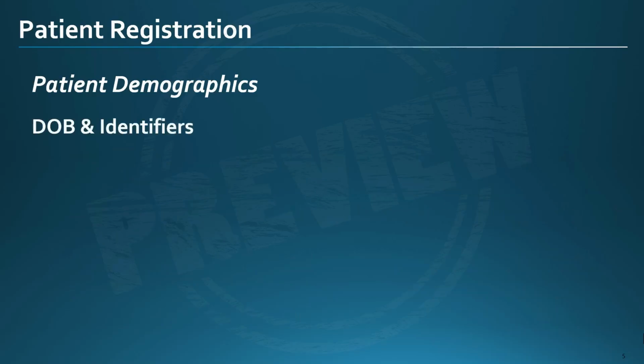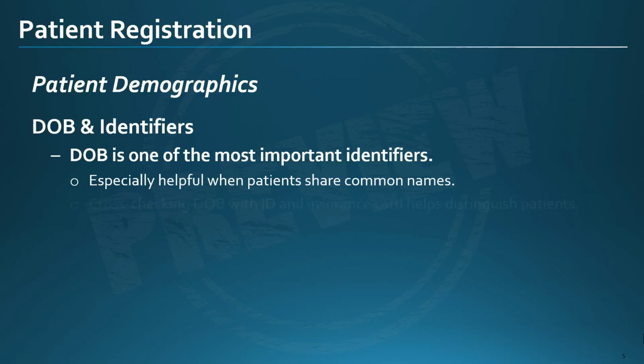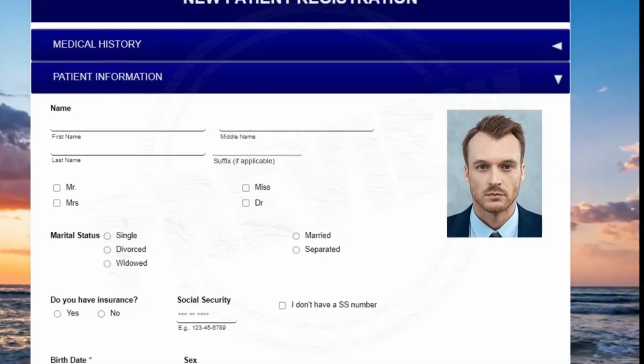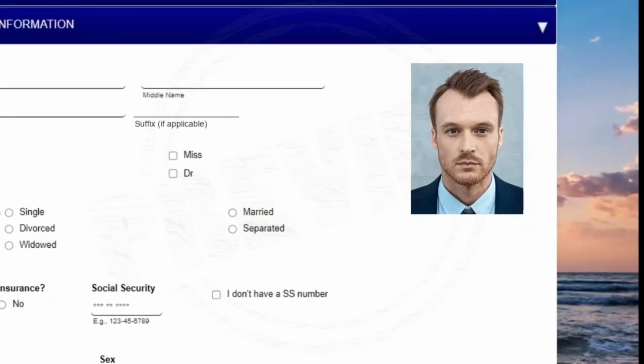Date of birth and identifiers. The date of birth is one of the most important identifiers, especially when you have patients who share common names. Cross-checking the date of birth against the patient's ID and insurance card can prevent mix-ups. Some practice management systems also allow you to take patient photos, further ensuring accurate identification.